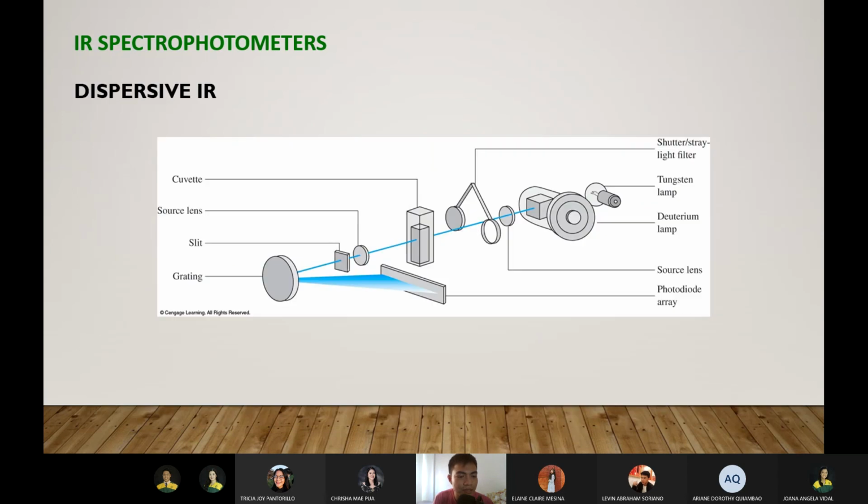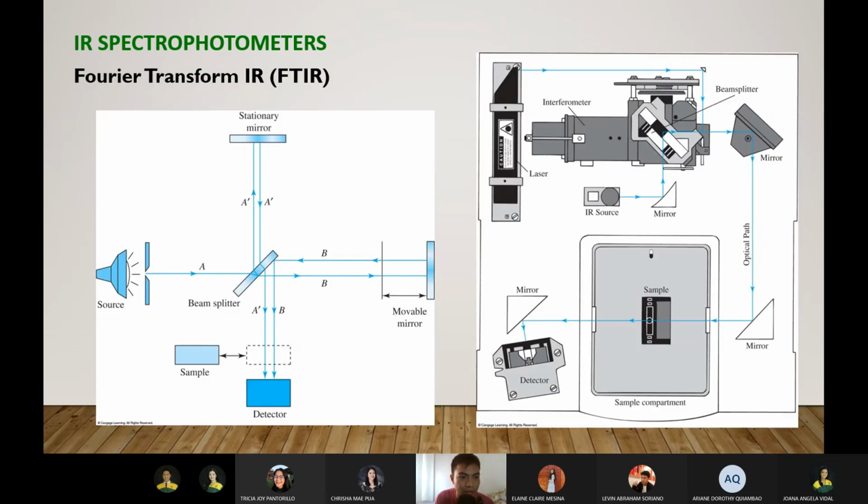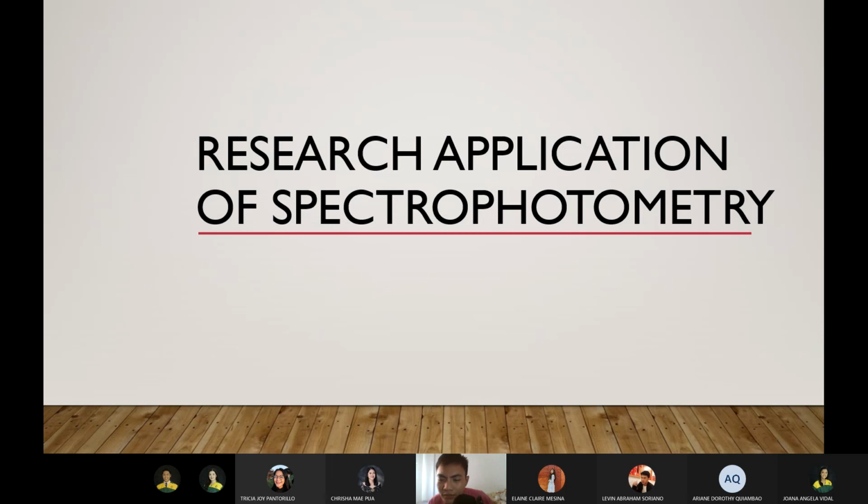So, skip ko na to kasi hindi naman natin di-discuss masyado yung IR. Pero this is how it looks like, no? Ganyan yung itsura niyan. The Fourier transform IR, this is an improved version. So it uses multiple mirrors to make the instrument much more sensitive to different wavelengths, no? Okay? So yan. So saan to ginagamit, no?